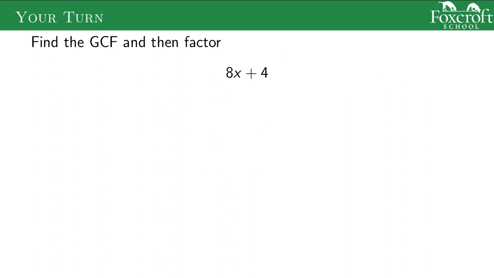All right, here's one for you to try on your own. Find the GCF and factor this expression. All right, I'll show you the answer in 3, 2, 1, and the answer is 4 times 2x plus 1. 4 divides 8 and 4, and there's no x term in both of the terms, so you can't pull out an x.